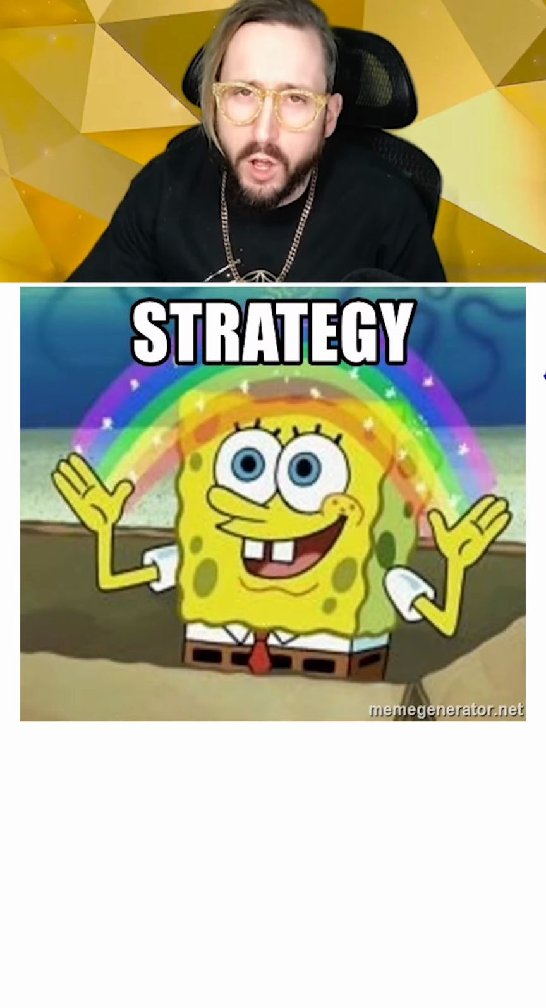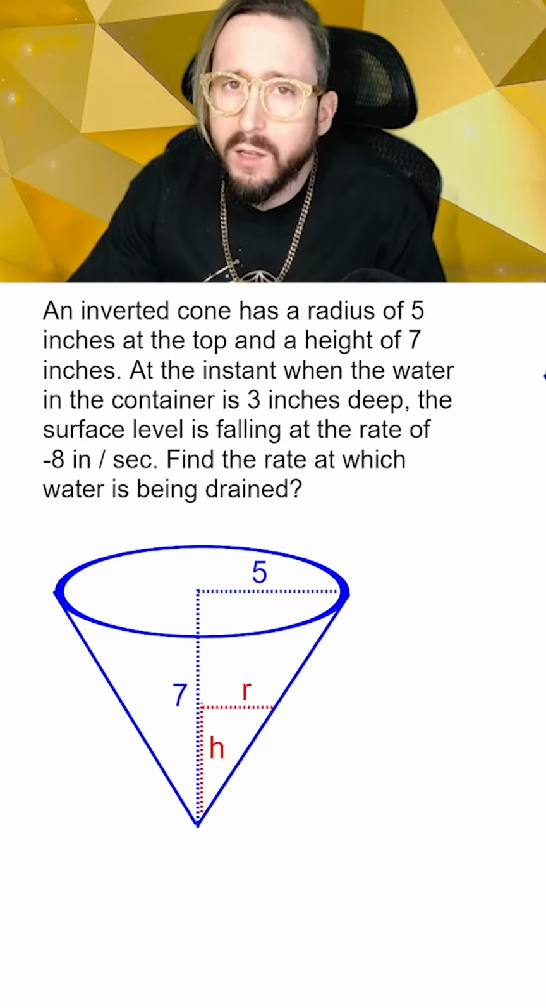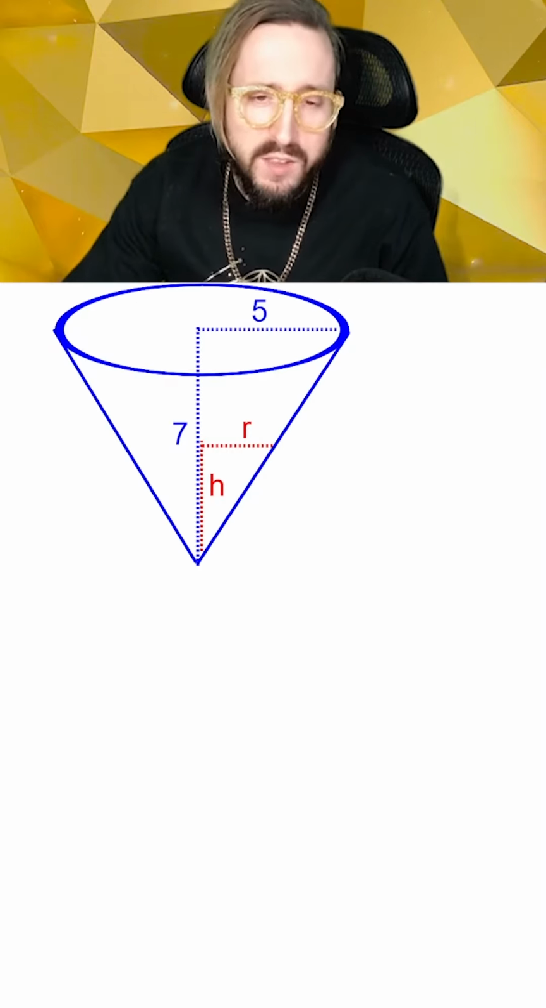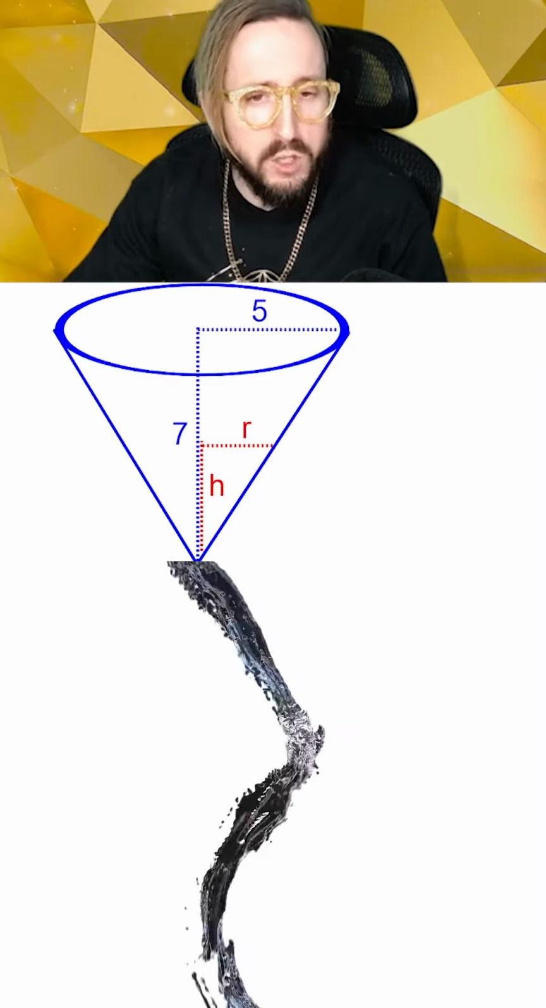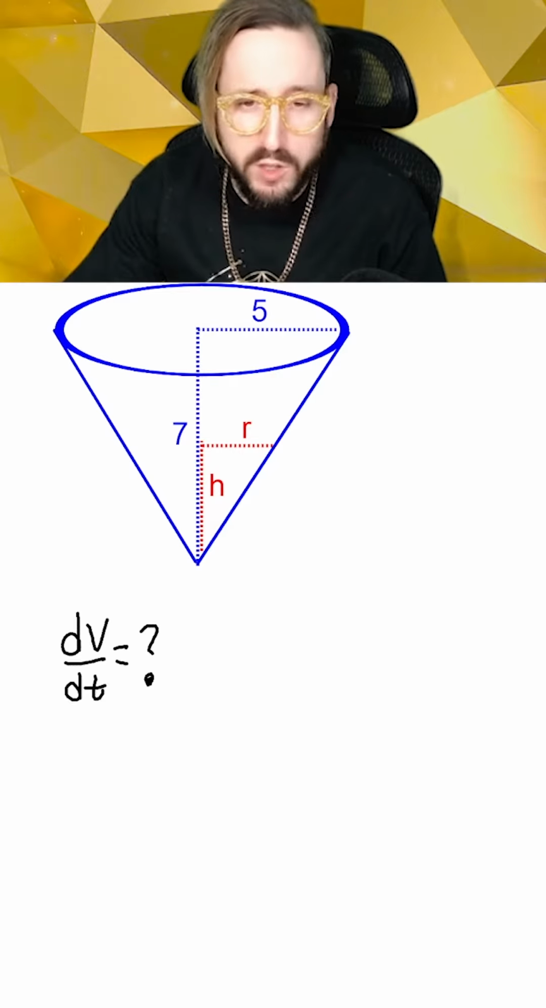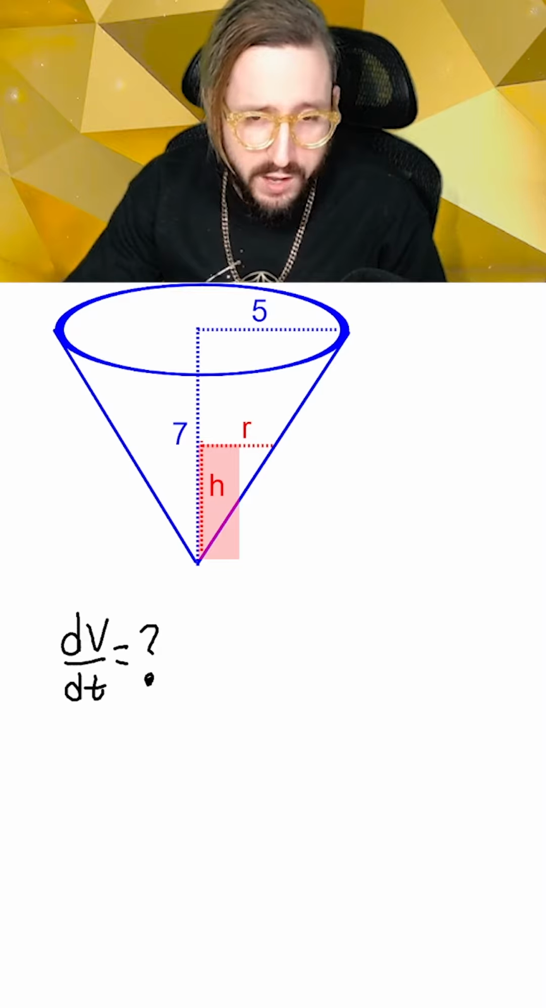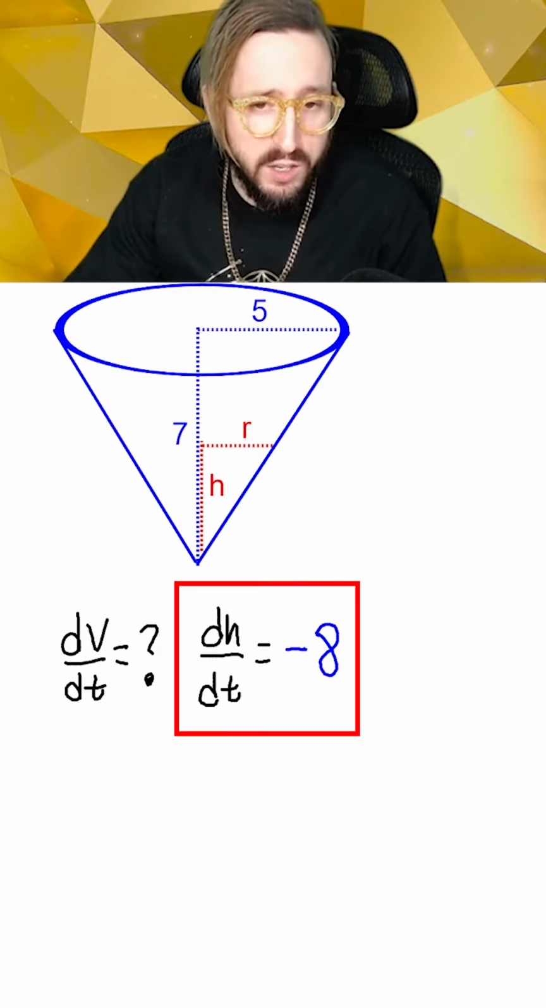The best strategy for solving related rate problems is to first draw a picture, label your variables, and figure out which rate you're given and which rate you're trying to get. In this case, we're trying to figure out the rate at which water is being drained, so that's going to be the change in volume over the change in time, or dV/dt. And what we're given is the rate at which the height of the water in the container is falling, and that's going to be dh/dt, which is -8.